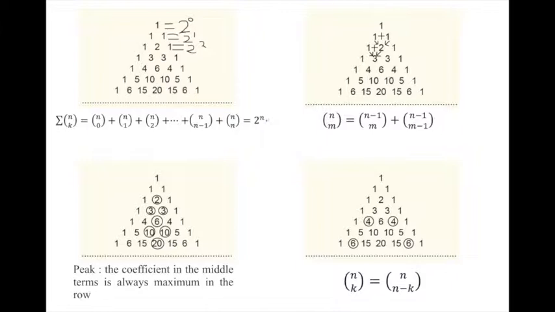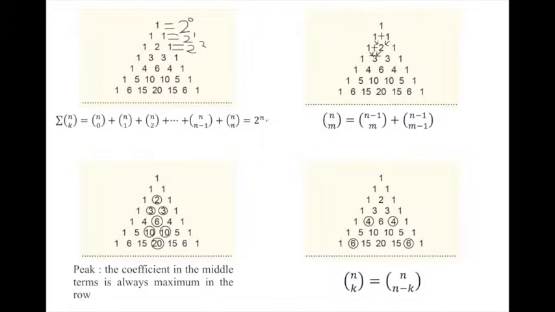And the second property we can see from the top right graph: the sum of two adjacent numbers is equal to the number between them in the next row. And the third property we can see from the bottom left: the coefficient in the middle term is always the maximum in the row, which is what we call the peak.